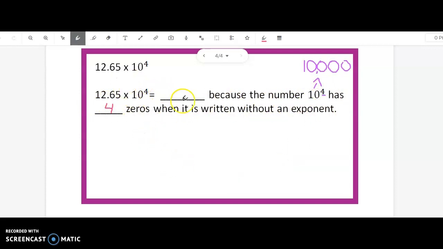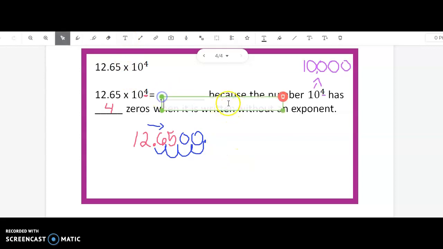So let's focus back here to find our product. I'm going to write my 12 and 65 hundredths here. I'm multiplying it times 10 to the 4th power. We know that has 4 zeros, so that means I'm going to move my decimal point 4 places to the right. 1, 2, 3, 4. And I need to fill those blank jumps in with a 0 and a 0, and my decimal point now becomes right here.